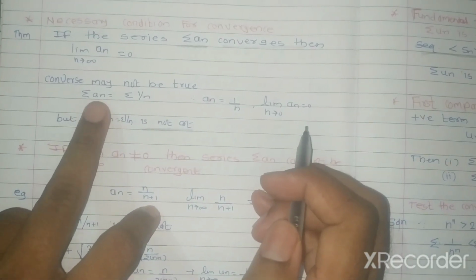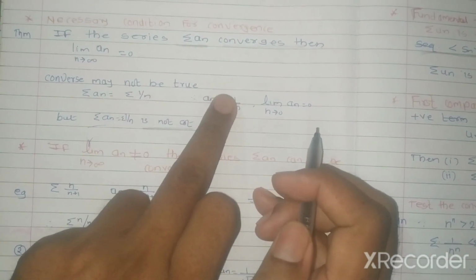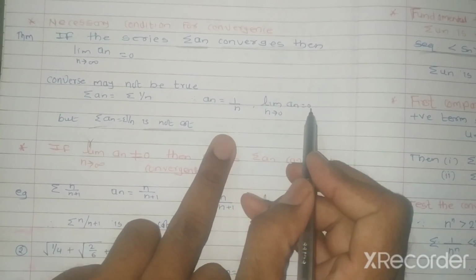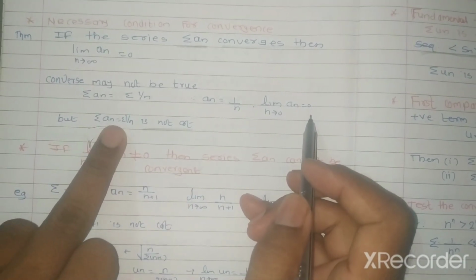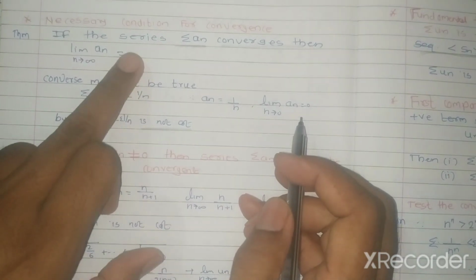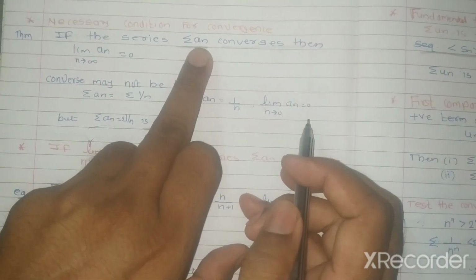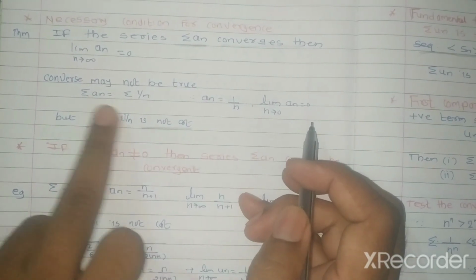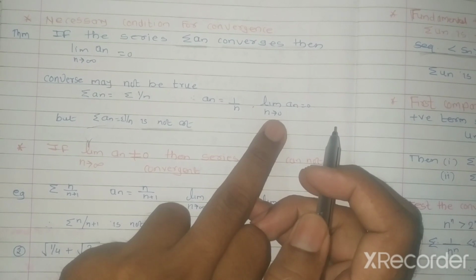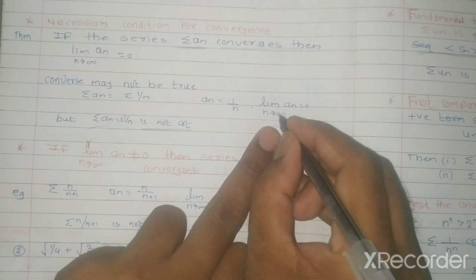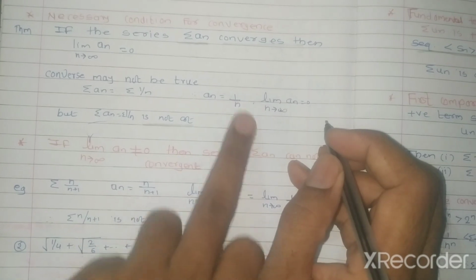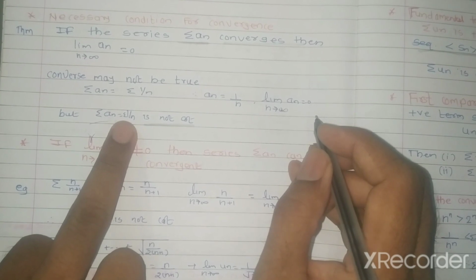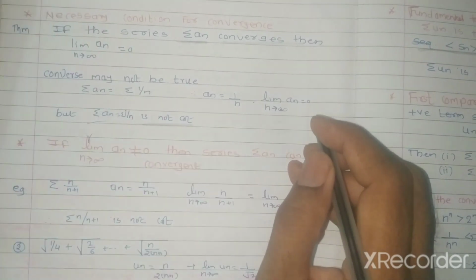For example, summation a_n is equal to summation 1 upon n, where a_n is 1 upon n, and the limit as n tends to infinity of 1 upon n is 0. But summation a_n, that is summation 1 upon n, is not convergent. Means if the limit is 0, then the series may or may not be convergent.